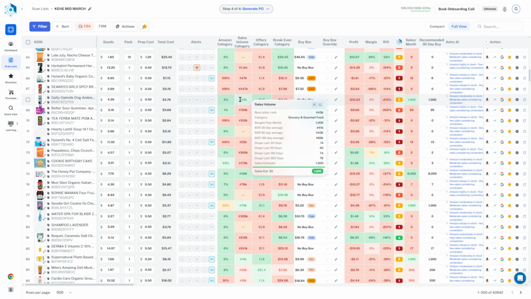The next column is the sales volume category. You can see the BSR, the averages, the category, and the drops over the last 30, 90, 180, and 365 days. The score ultimately is derived by how many sales this ASIN gets.